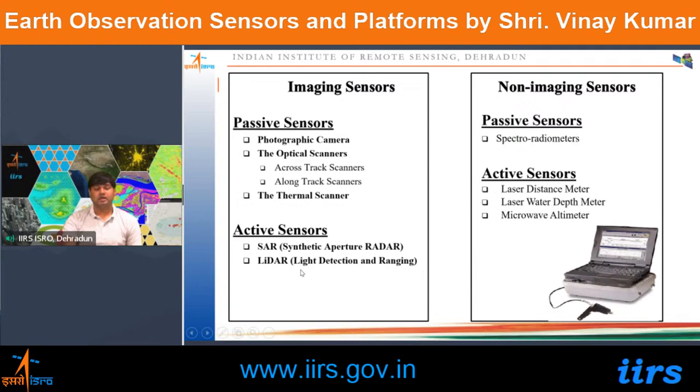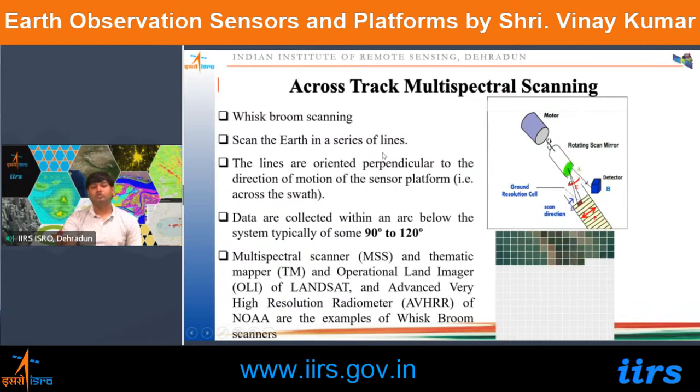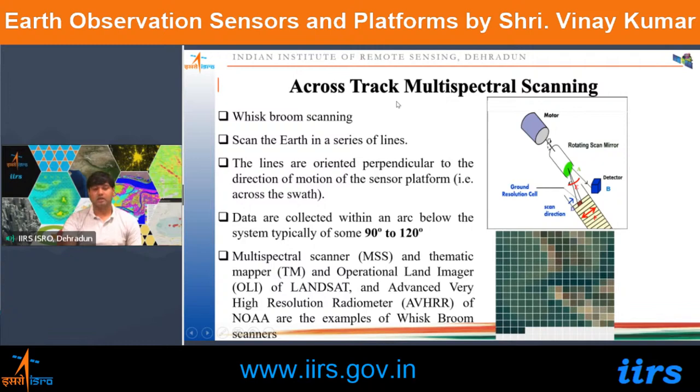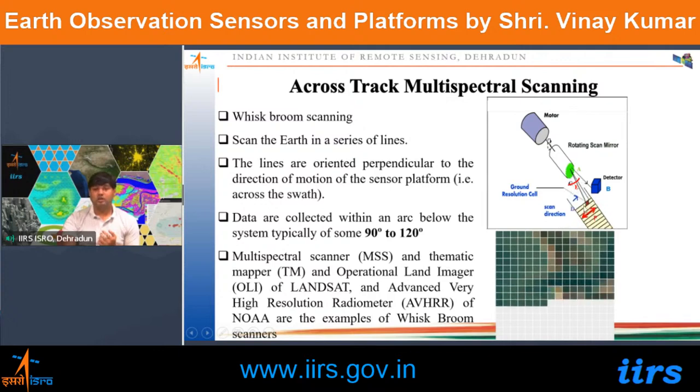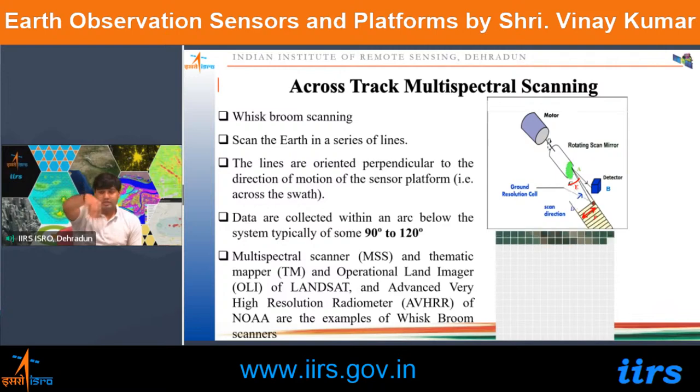And LiDAR sensors are able to give you the X, Y, and Z information, and using that you can generate the digital terrain models. Now, coming to the cross-track multispectral scanning, it is also called whisk broom scanning. It works on the principle that, as you can see here, there is a swath, and in this swath it has to capture data. So it is working with a detector with a rotating scan mirror.